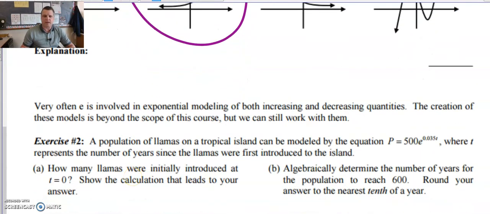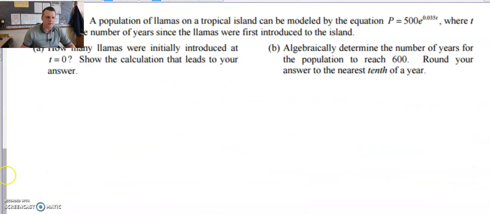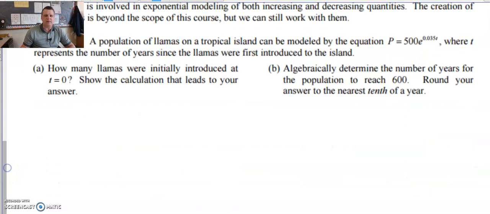And yes, e is used in growth and decay. There are formulas that we will use where we will see e in the formula. Some are given to you, some we will have to remember and apply. We're talking about compounding interest.